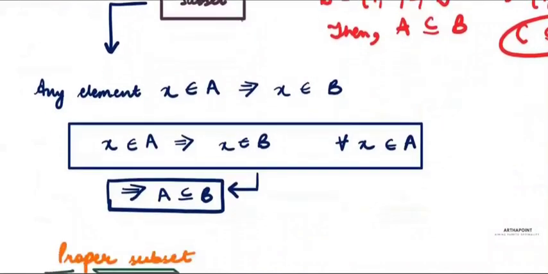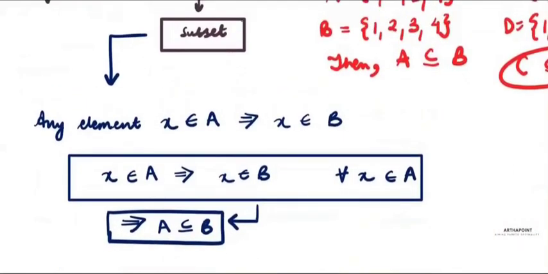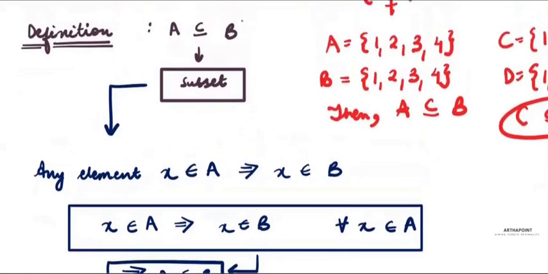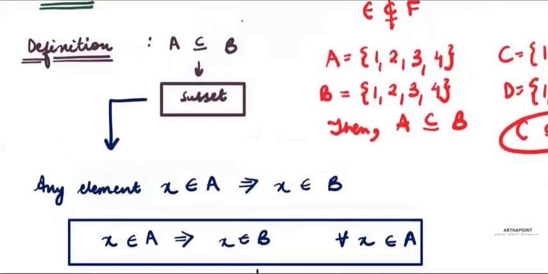So we say that A is a subset of B only if all the elements that are present in A are surely present in B. You should not have any element of A not being a part of B. It has to be a part of B for any element you pick up. If I pick up an element in A, it has to be present in B. I pick up another element of A, it has to be present in B. Then A is a subset of B.